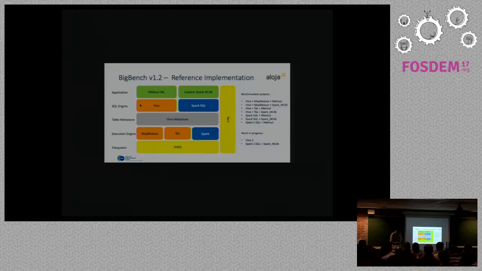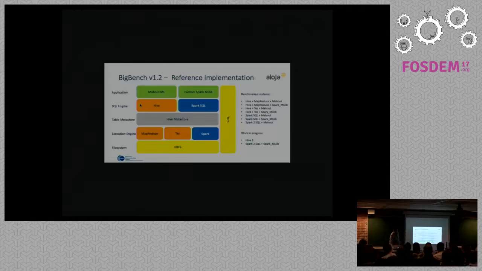So, of course, YARN is the one that's managing all the containers for every single application in here. So we benchmarked all permutations of the engines you see in this slide. But we still have a few work-in-progress things. We have some results for Hive 2, but they are quite odd, so we're still working on that. And also for Spark 2, it was compatible with Mahout, but the custom library was not binary compatible with Spark 2, so a major code refactor is needed, and we hope to get results pretty soon.